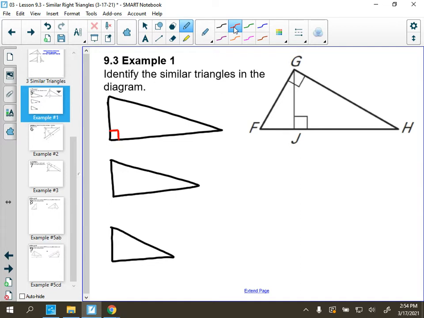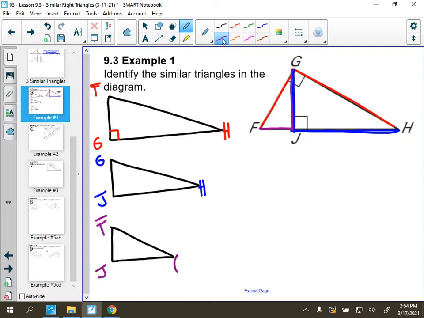So here's how I would do this. Let's start with the big one. I'm going F to G to H. F to G to H. What I do, if you can follow here, is I always put my pen on the short leg, travel to the right angle, and then travel down the long leg. So on this medium-sized triangle, I went from G to J to H. G to J to H. One more time, let's go on the small one. I'm going to travel from F to J to G. Perfect. F to J to G.